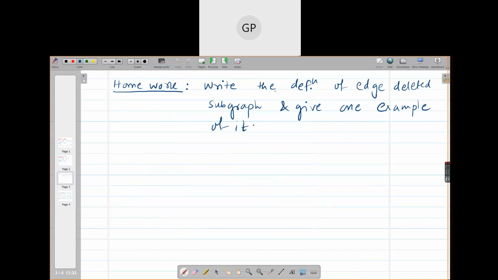Homework लिखा सबने? Yes, ma'am. Yes, ma'am. ऐसे ही लिखना है.